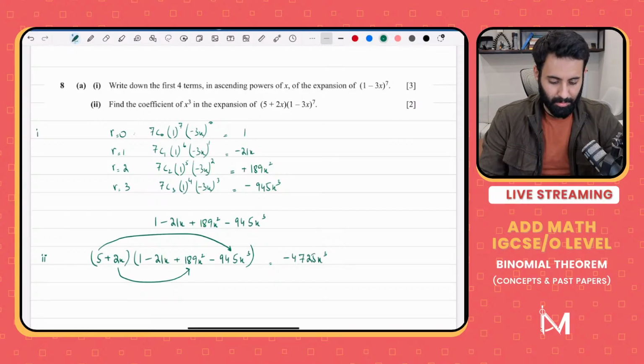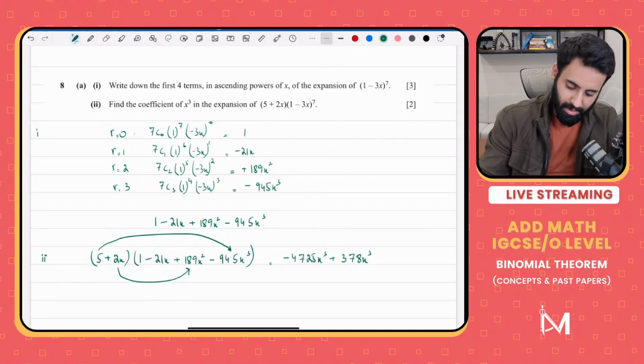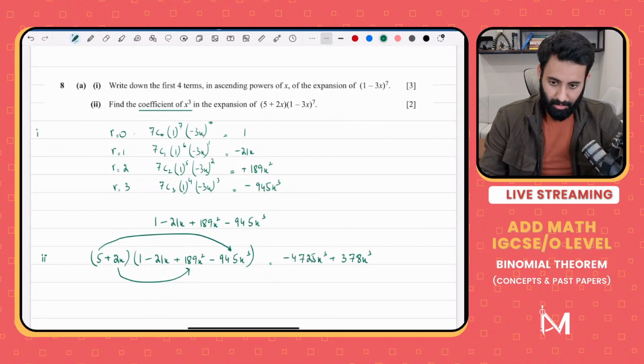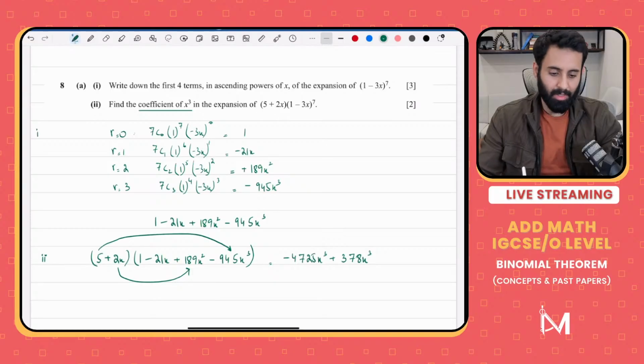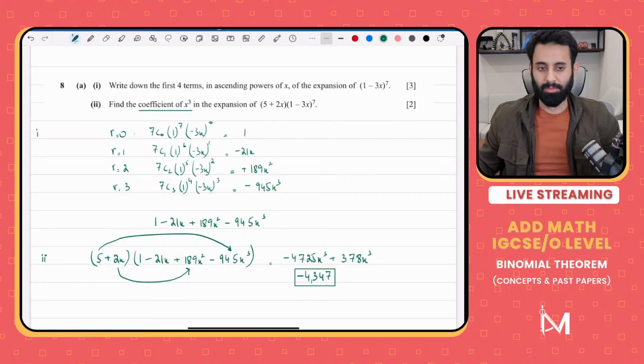So 2 into 189, that's equal to 378 x cube. Keep your eyes on the prize. We want the coefficient of x cube. So minus 4725 plus 378, that's equal to minus 4347 x cube, but we're not going to write x cube because we just want the coefficient. And there you go, fellas, that's the answer.